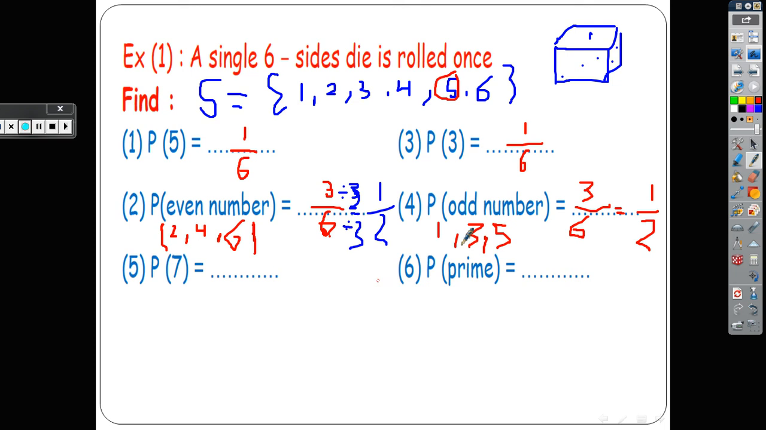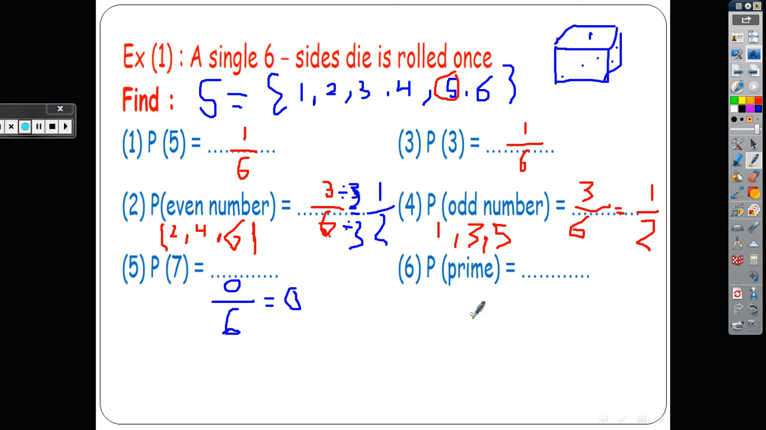Now, if you want to find the probability of the 7, how many 7s are in the die? Is there a 7 in the die? No. So you write 0 over the total number, 6. 0 over 6 equals 0. 0 over any number equals 0. So this is called the impossible event. Why impossible event? Because you do not have a 7 in the die.